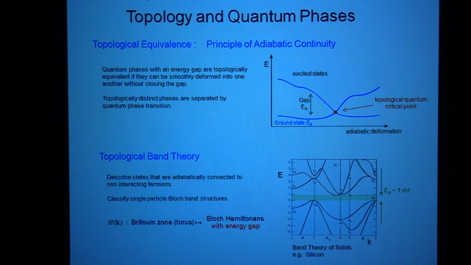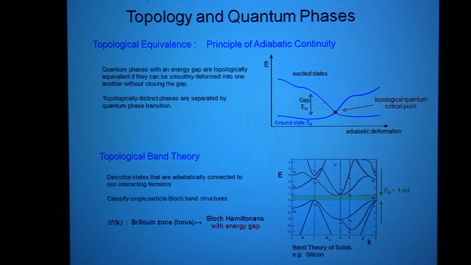A band structure, and what a band structure is, it's basically classifying the eigenstates of a single particle Hamiltonian. And so we go from the many-body problem to the one-body problem, which is much more manageable.